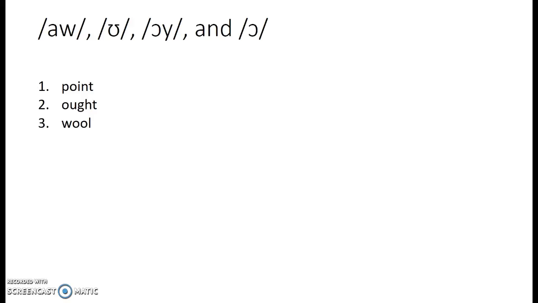Number 4, gout. Gout. G, ow, t. Here we go. So remember that we use the letters OU in the middle of a word for the ow sound.